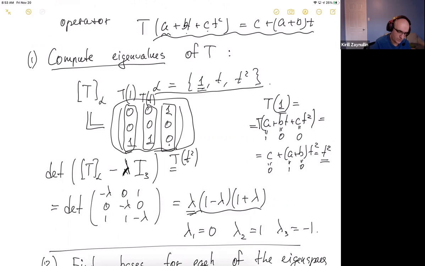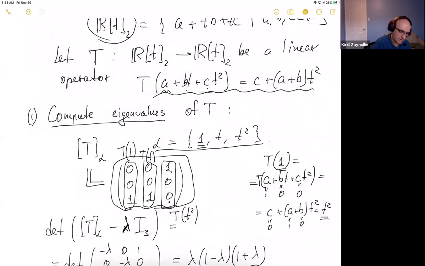How do you get these columns? You just substitute. For instance, I want to compute T of t². I need to get t², so I put 0, 0 for the first two coefficients and 1 for the last. So my a is 0, b has to be 0, and c has to be 1. Then I just substitute a, b, c here and get the result.